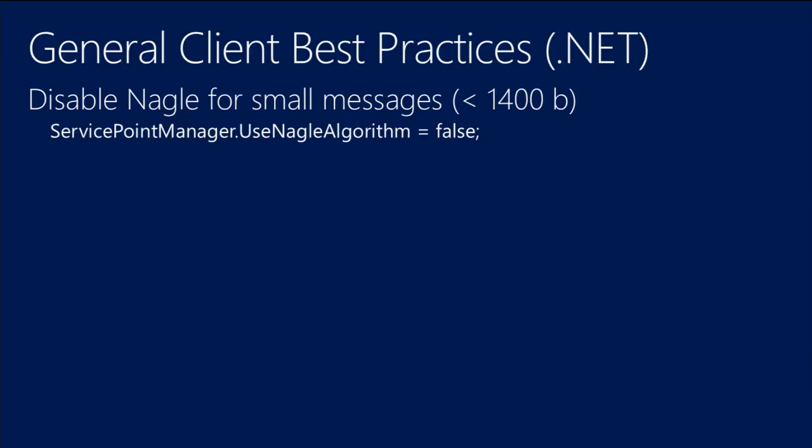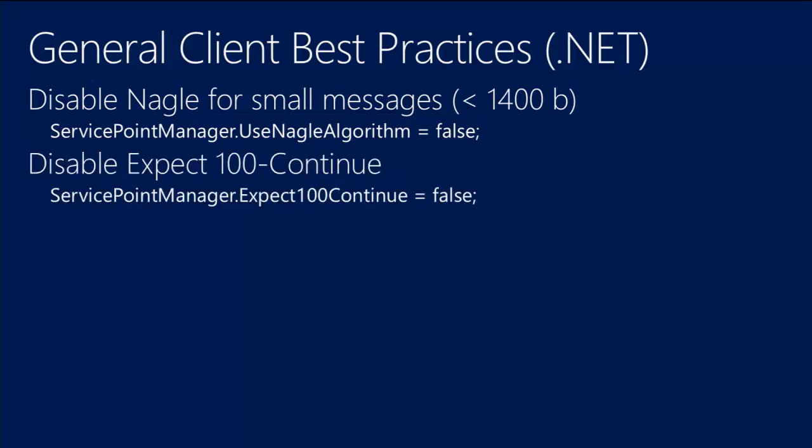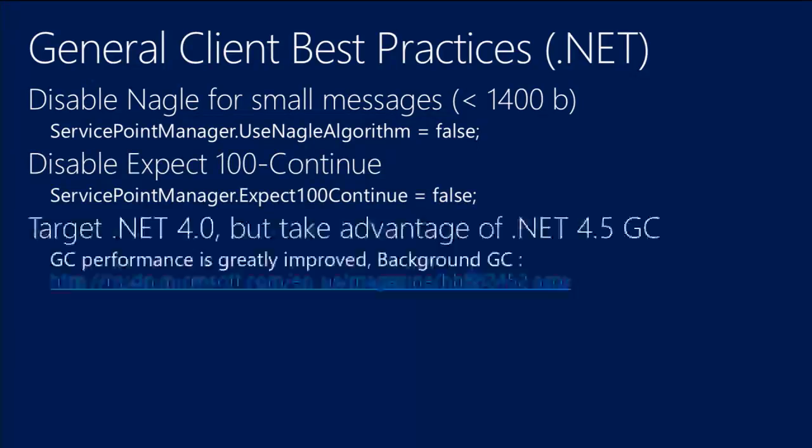So Nagle is an algorithm for small requests where it tries to wait for multiple requests to fill the TCP window. If you have a small request, you want to disable this because it'll affect the latency. So for queue messages specifically, disable expect 100 continue.